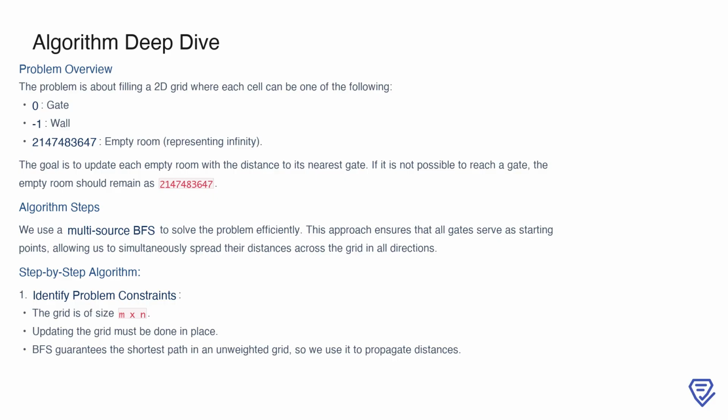To solve this efficiently, we use a technique called multisource BFS. This method allows us to treat all gates as starting points, and we simultaneously propagate their distances across the grid. BFS is particularly well suited here because it guarantees the shortest path in an unweighted grid. This ensures that we can update the grid accurately and efficiently while adhering to the problem's constraints, such as performing updates in place and considering the grid size of m by n.